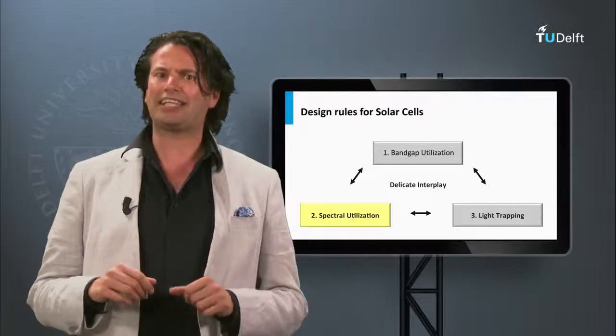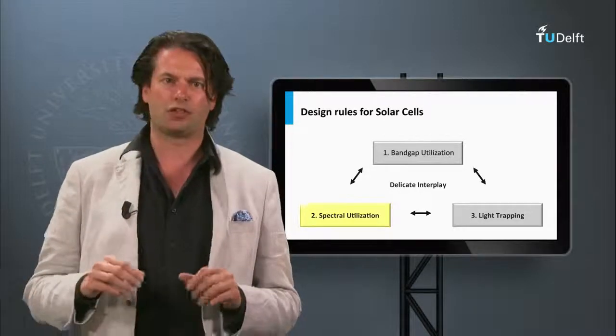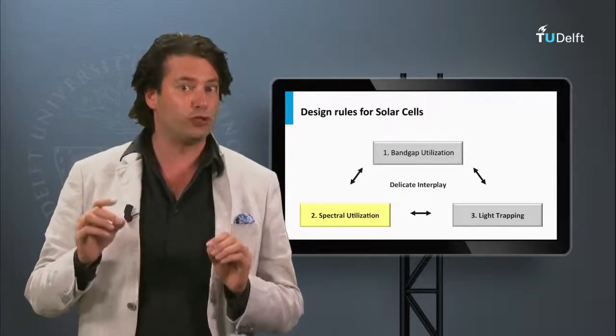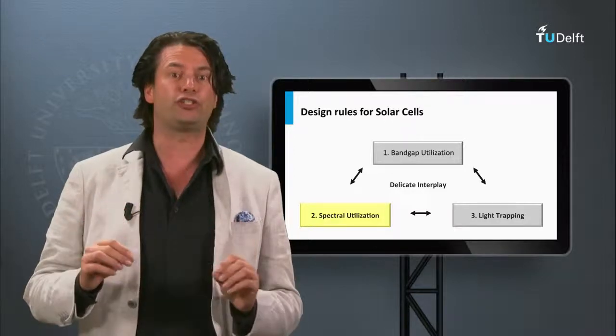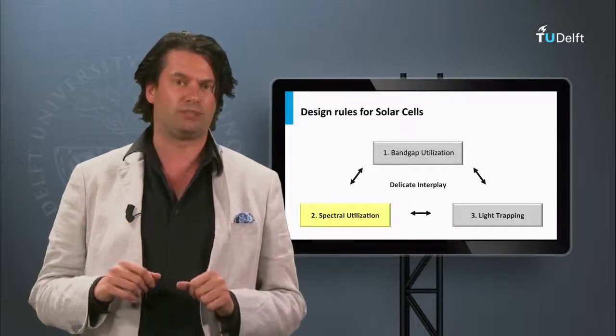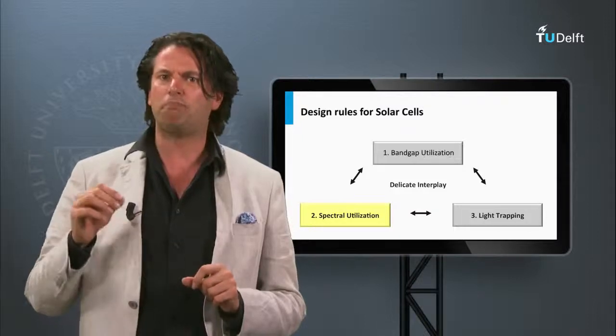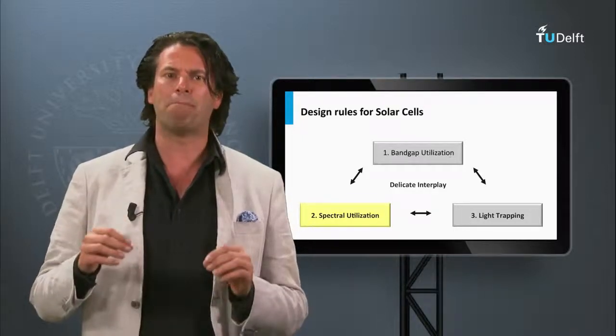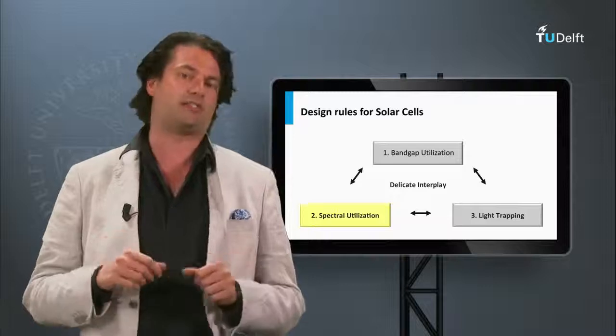Secondly, we look at the spectral utilization. The spectral utilization is first determined by the choice of materials which make the solar cell. We will discuss that the bandgap of the materials determine the maximum current density generated by the solar cell.